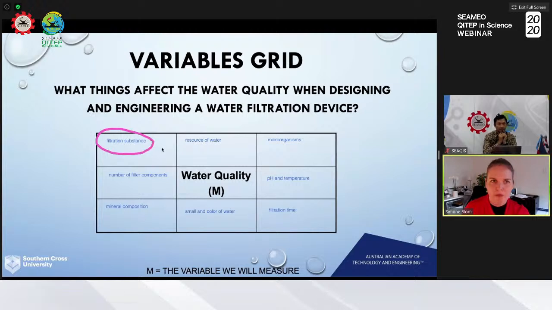Okay, so that then becomes my independent variable. I'm going to put an I there for independent. That's the one I'm going to change. Whereas with everything else, I'm going to keep them the same, so they're the controlled variables. So I'd say that's controlled. All of these variables are controlled, so I want to keep them the same.